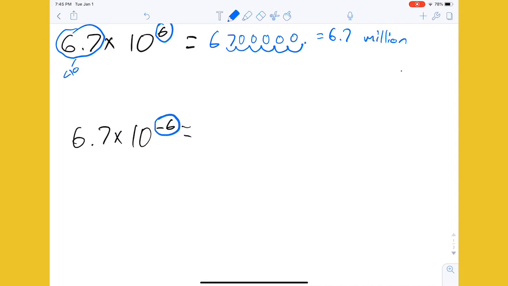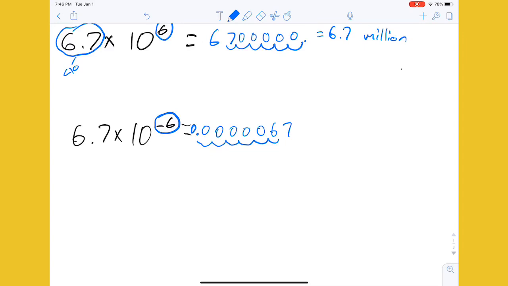Now, the negative ones people do find trickier, but you put 6.7. Since you're going left, start more right. And then you move the decimal place 6 places to the left. 2, 3, 4, 5, 6. Place the decimal point there. Take out this one. You have to add one more 0 in front of that.